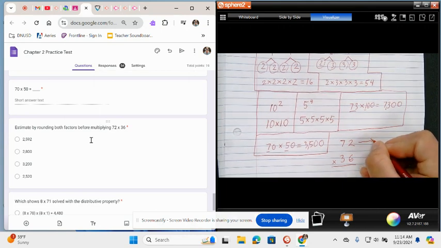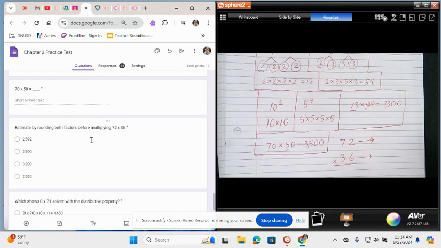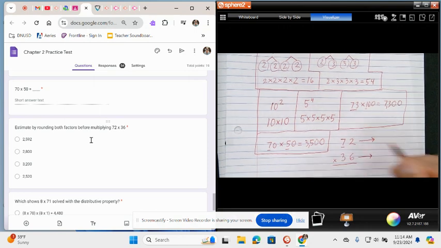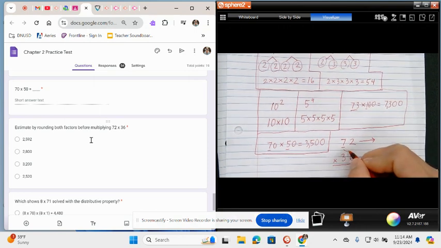So we're going to round both of these numbers to the tens place. Rounding them to the tens place means the digit in the tens place is the one asking for a raise. So this 7 is asking for a raise, and it's asking the number to its right. So it's asking the 2.